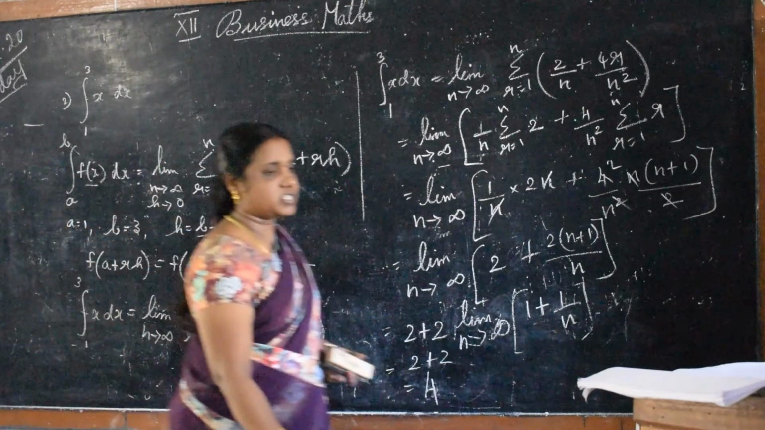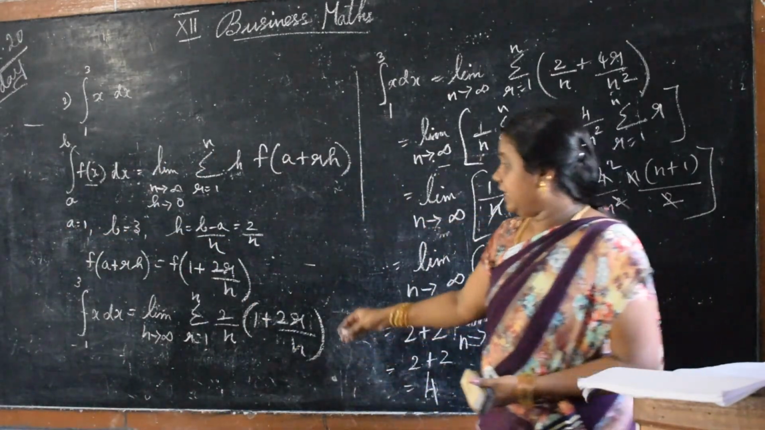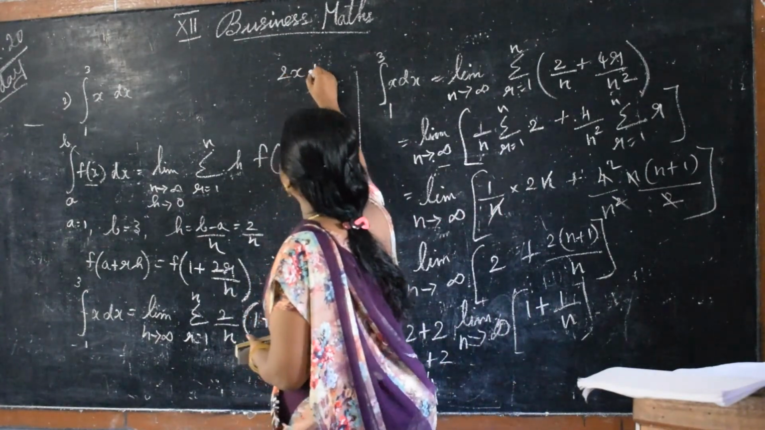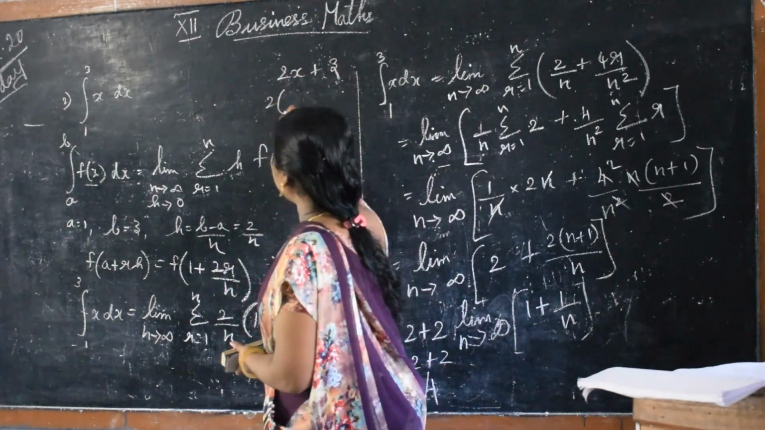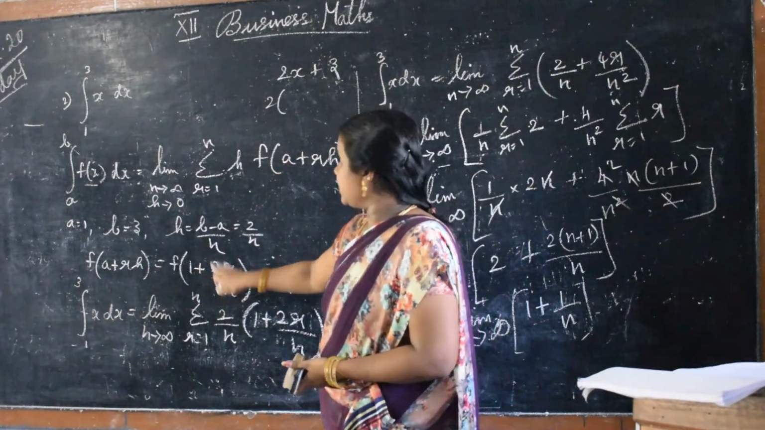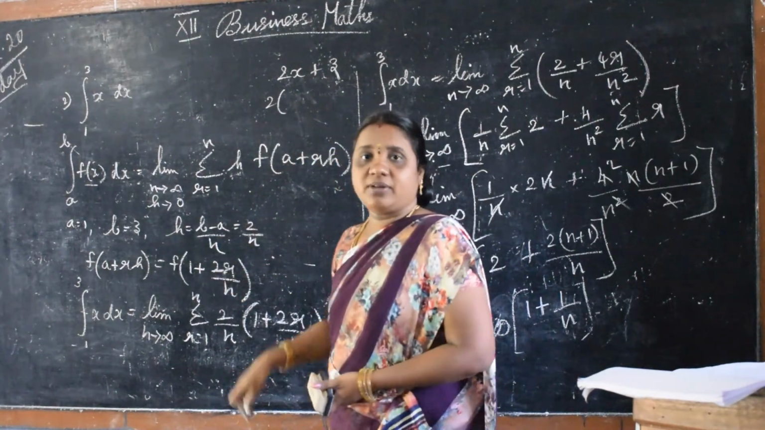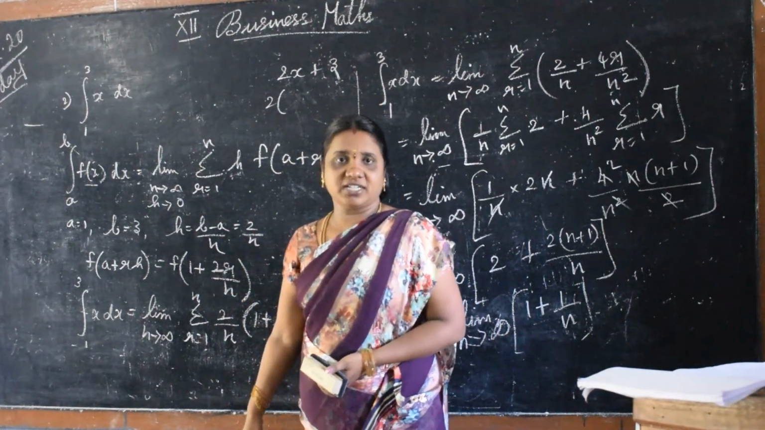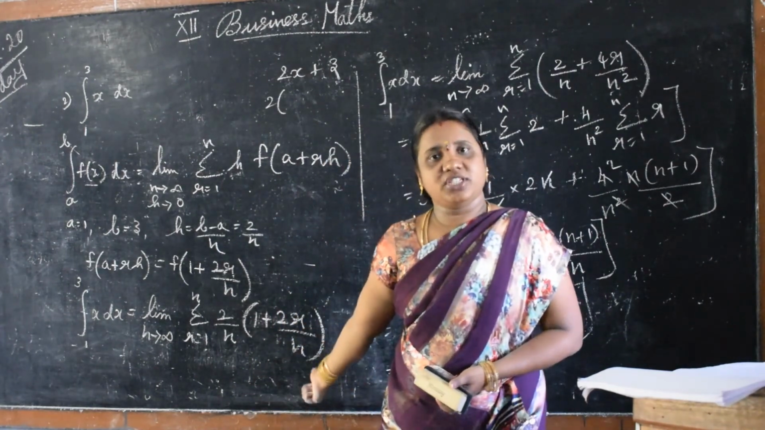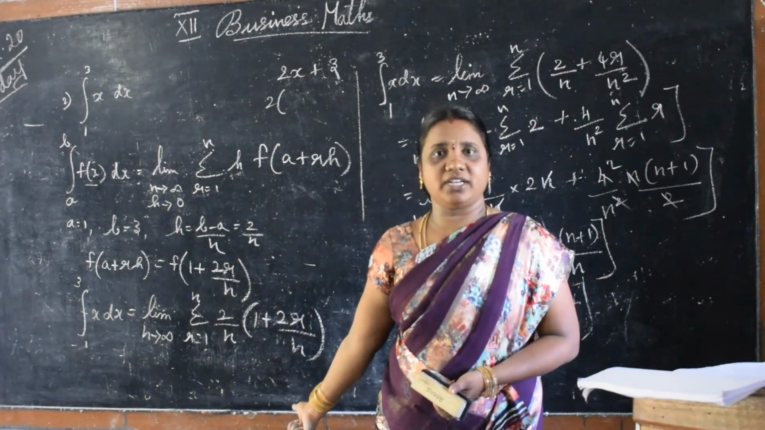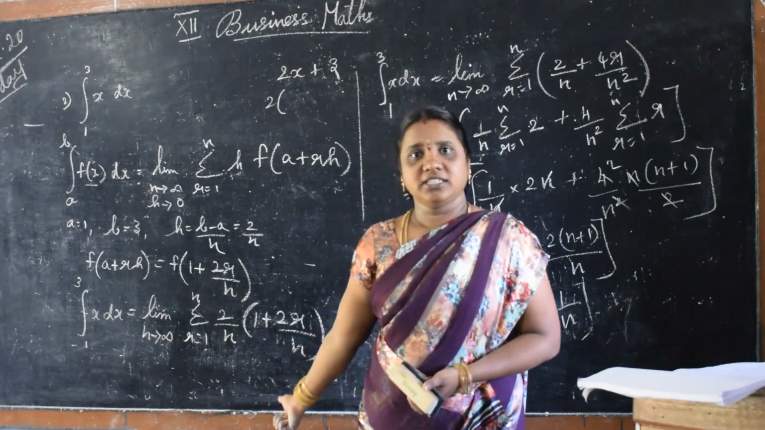See the third question. What is given? 2x plus 3. That means 2 into, substitute this x value in the place you are going. Substitute and simplify, you will get the answer. Have you understood, children? See, with this the exercise is over. Second chapter fully over. Remember, you do it as homework. Okay? Thank you, children.